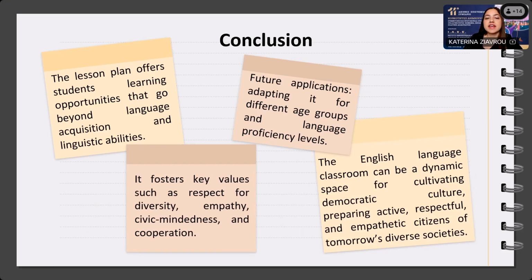Overall, this study demonstrates that the English language classroom can be a dynamic space for cultivating democratic culture, preparing students to be active, respectful, and empathetic citizens of tomorrow's societies. Future applications of this lesson plan could involve adapting it for different age groups and language proficiency levels, further extending the scope and impact of democratic education in English language learning contexts.